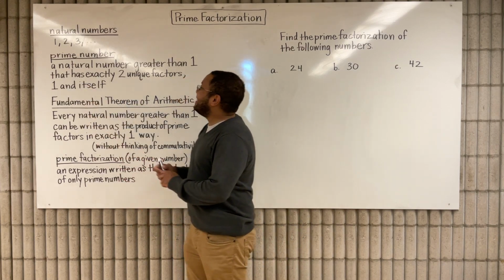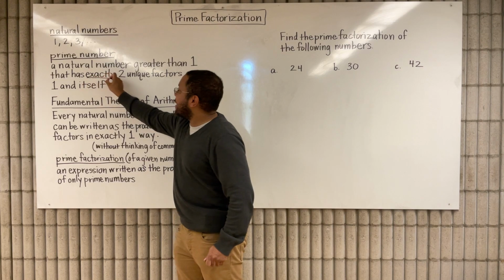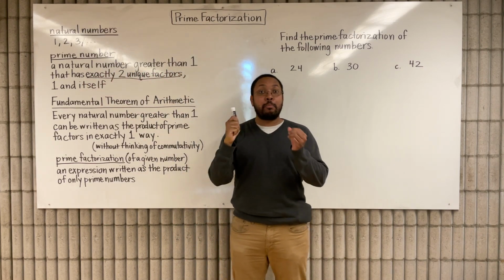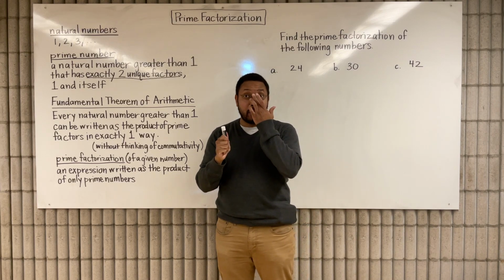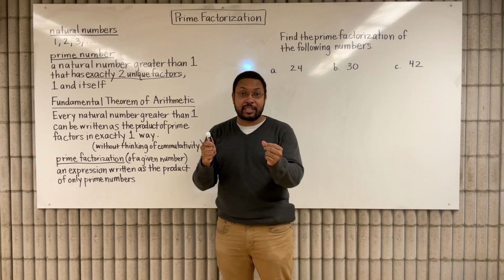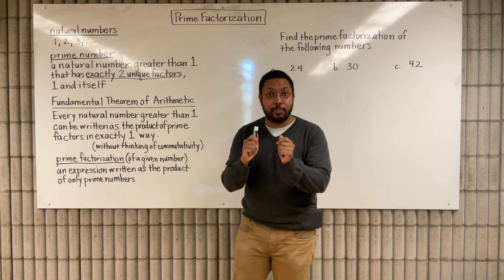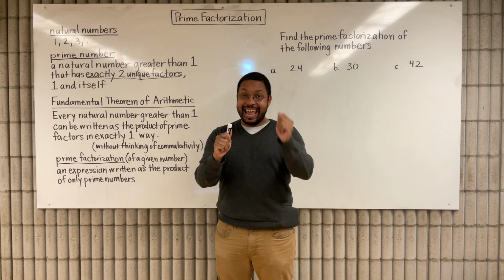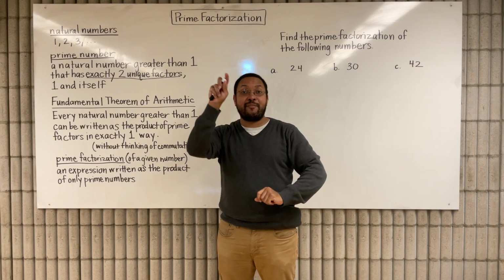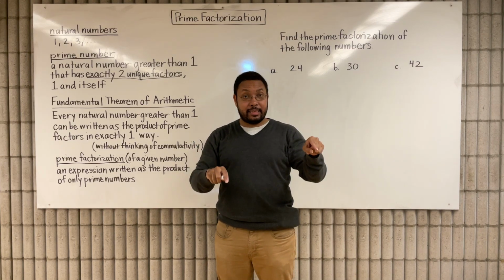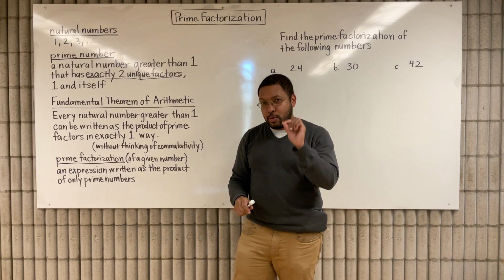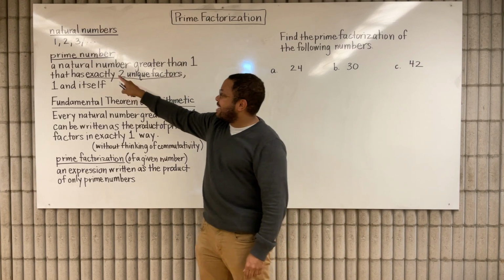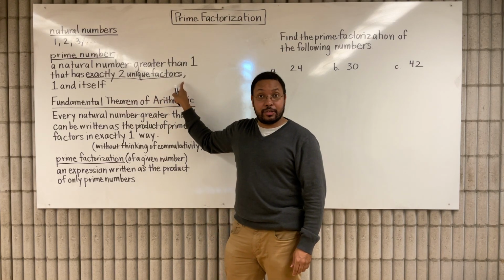A prime number has exactly 2 unique factors. Unique means completely different from each other. So 6 and 6 are not unique factors to each other because 6 is the same as 6. But 5 and 8 are unique factors because 5 is completely different from 8, okay? So that's what I mean when I say unique factors. So a prime number is a natural number greater than 1 that has exactly 2 unique factors.